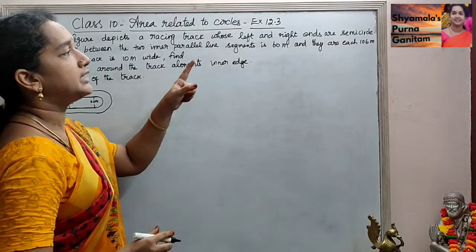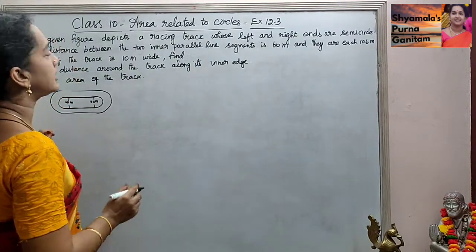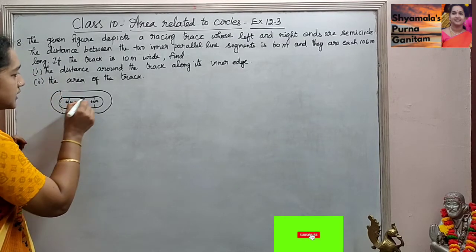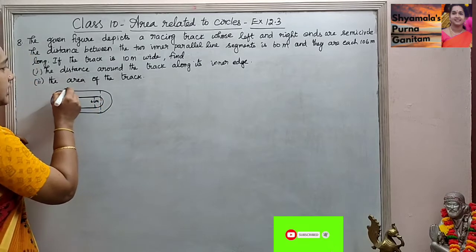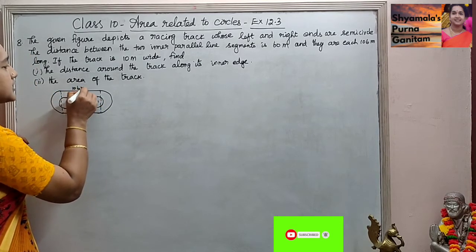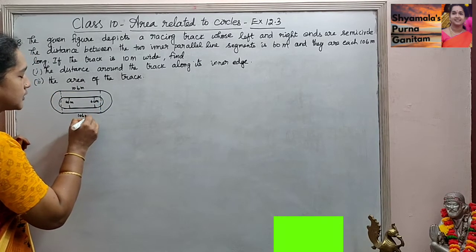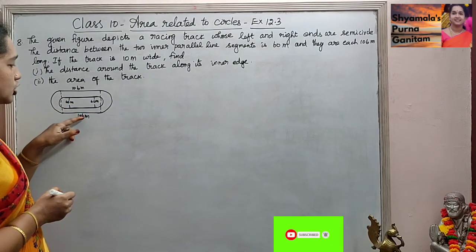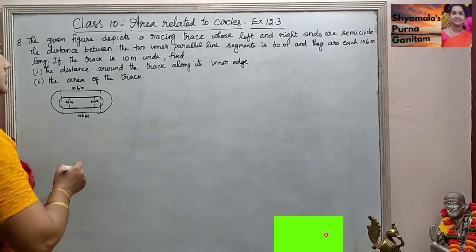And they are each 106 meter long. So the length of this is given as 106 meter. Like this, we will get 4 of them. So this is also 106, this is also 106, this outer is also 106.